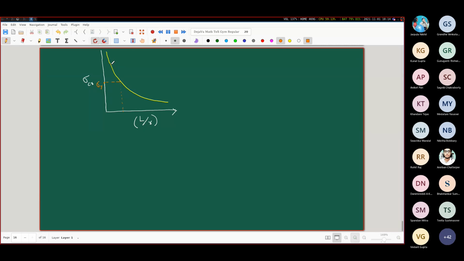So the thing that you have to conclude is that this particular region of the curve is not really of concern here. It's all right from a mathematical point of view to extend it like this, but from a design perspective, it does not make any sense to go into this region. If our L by R value is so small that sigma critical is greater than sigma yield, it is actually the yielding of the material which you should be concerned with.